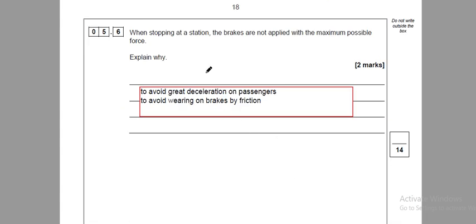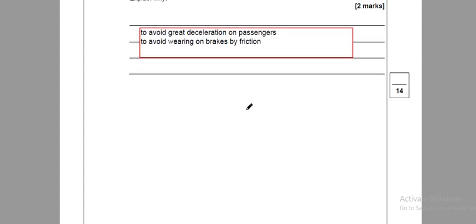When stopping at stations, the brakes are not applied with the maximum possible force. Explain why. To avoid great deceleration on passengers, and to avoid wearing of the brakes by friction.